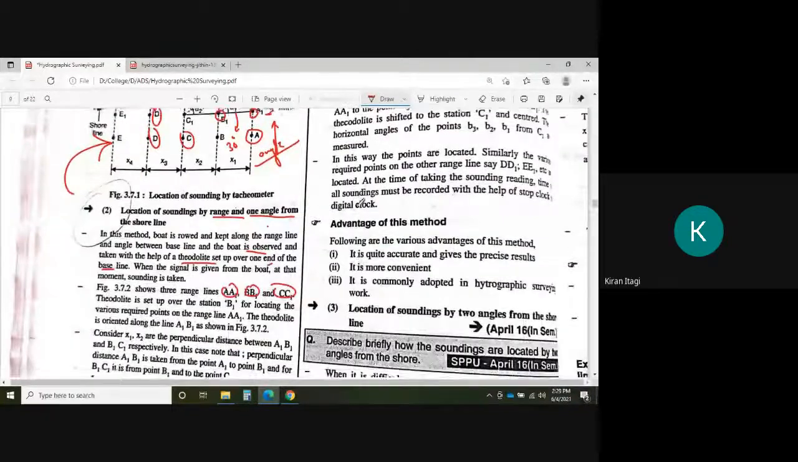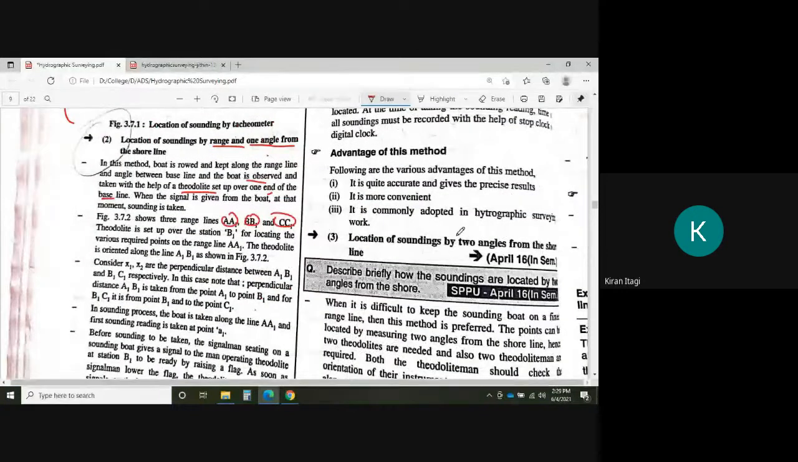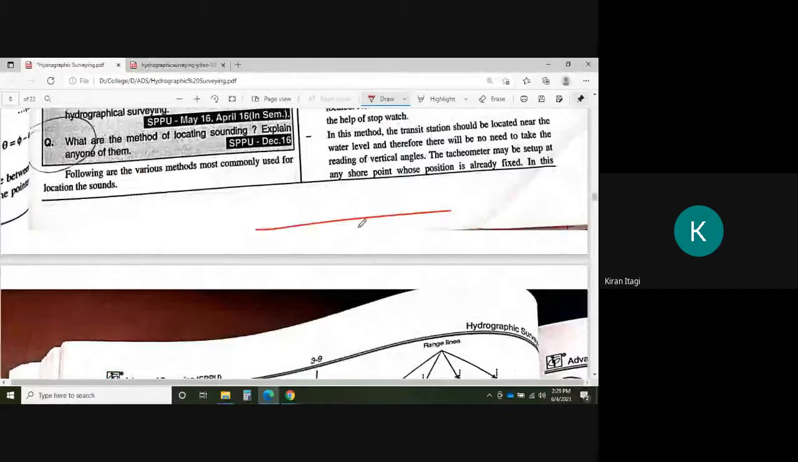The next method is locating of sounding by two angles from the seashore. It is very simple, I can tell it here only. So this is your seashore, say this is your A point, B point, just to make you understand. Here is your boat. Here you will take one angle, and here you will take one angle, by means of two angles. So it will intersect at this point, and you will take the sounding at this point.